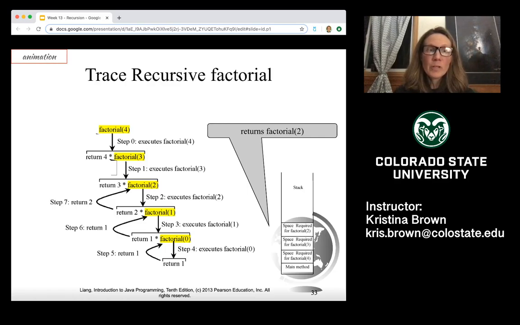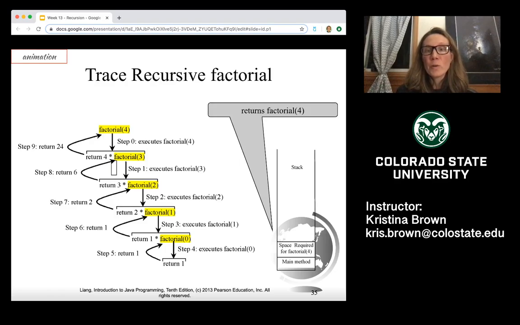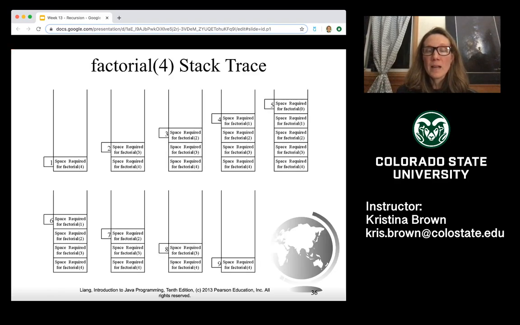problem, and we're going to solve for 3 times 2 now, because we now know that factorial of 2 is 2. So we're going to return 3 times 2, which is 6. Return 6 to the previous problem. So we're going to multiply 4 times 6, and we're going to return 24 and pop that off the stack. So you can kind of see the progression here through the stack.